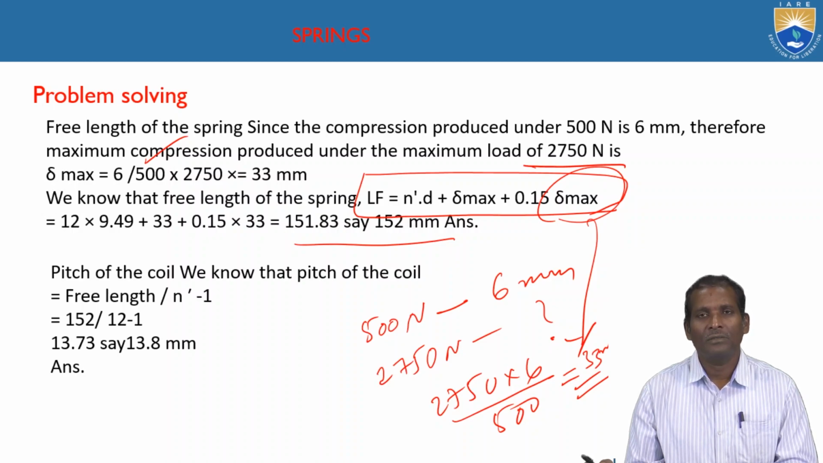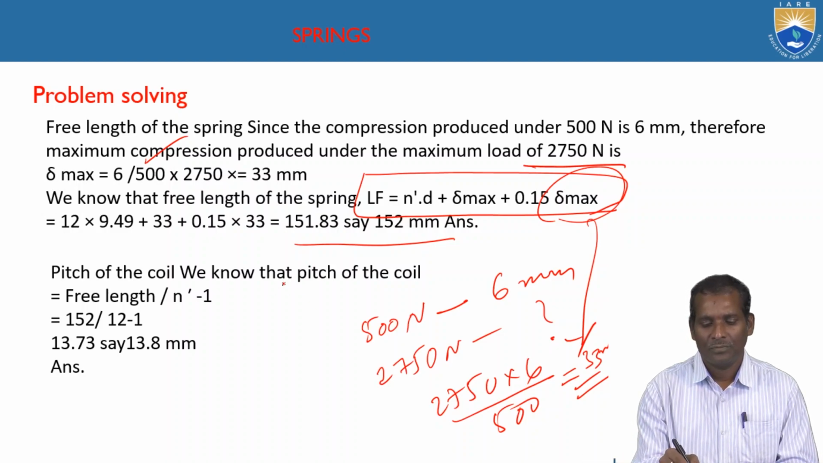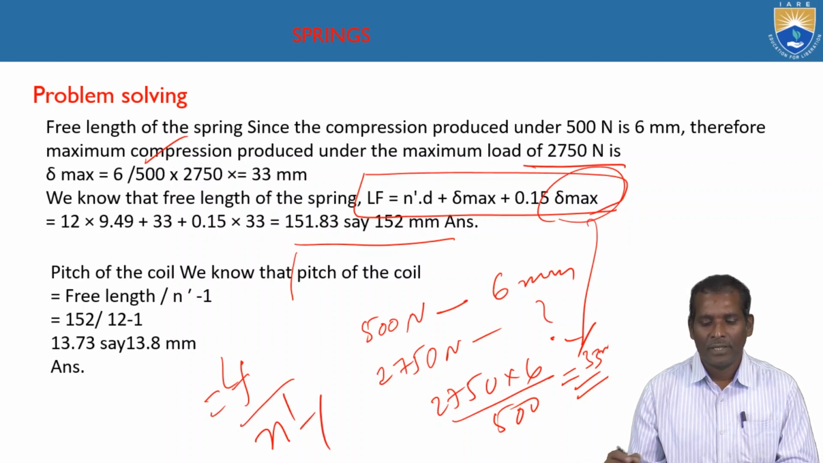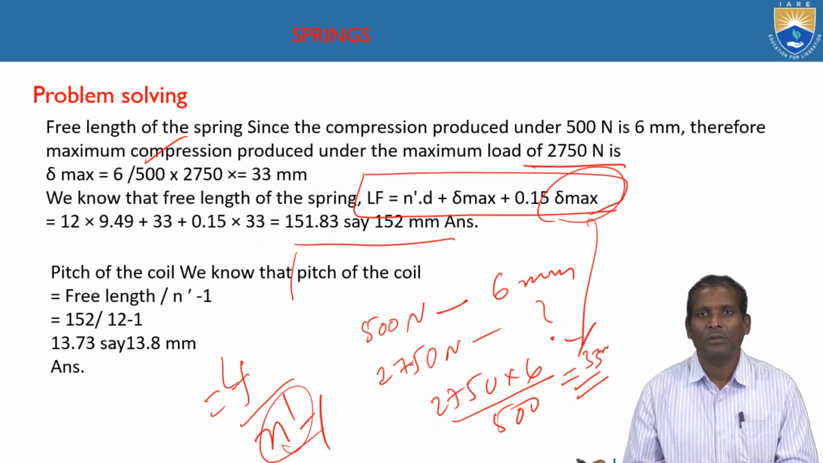Next, the pitch of the coil. We know that the pitch of the coil is equal to free length, that is LF by n dash minus 1. Here n dash means the total number of turns. Don't substitute n here, this is not the active turns, it is the total number of turns. So you will get 13.8 mm.